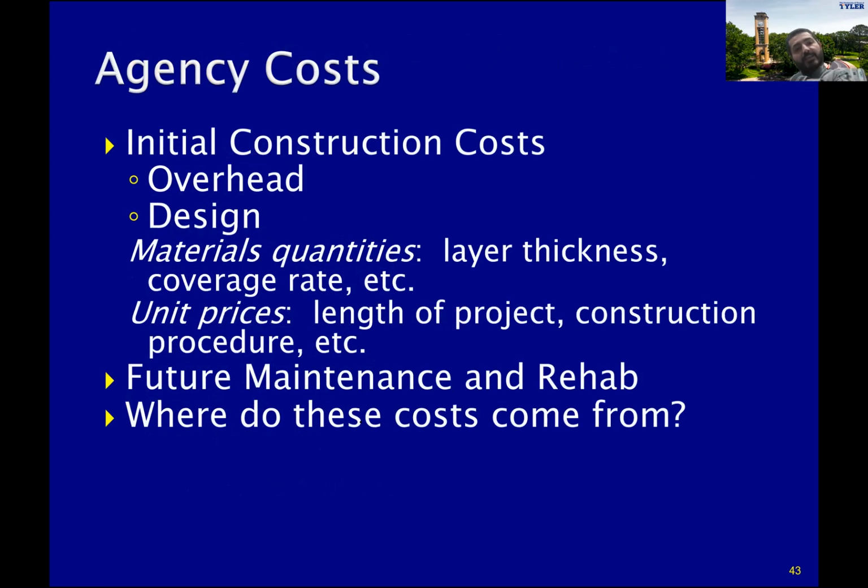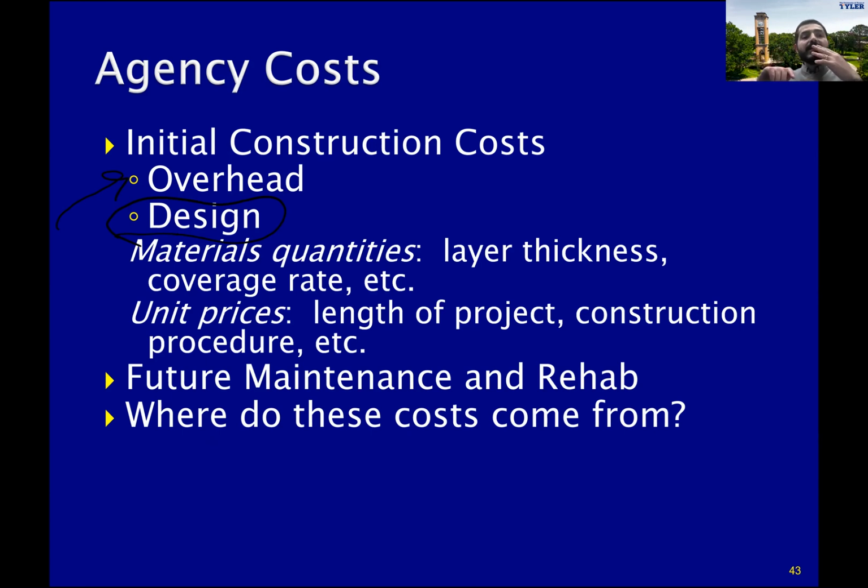So first, the agency cost. We need to have a good understanding of what's gonna be the initial construction cost. What's the overhead cost? What's the design cost? Because it's not just a material. Again, every company has their own overhead, and also before we go to the field, we have to design it. We have to know and estimate what's the material quantities, what's the layer thickness of each one of those alternatives, and then what's the coverage rate, and then I need to know what's the unit price for each one of those, what's the length of the project, what's the construction procedure, etc.